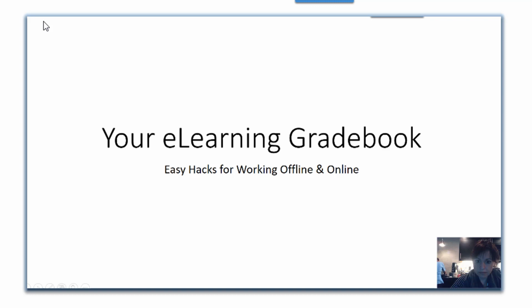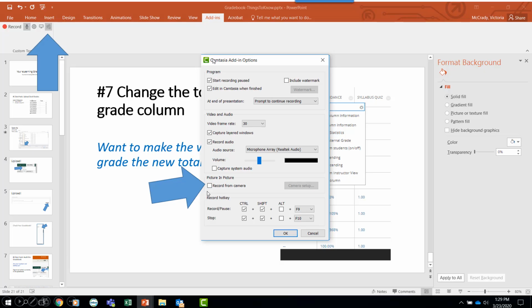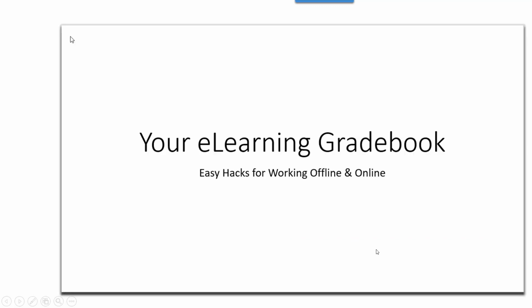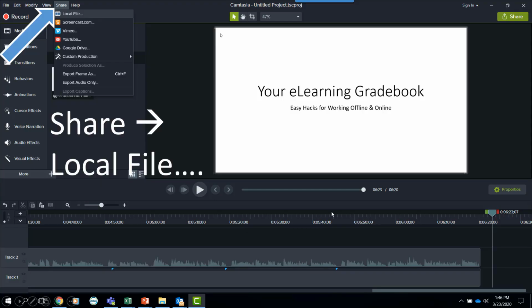But many of us don't want a picture of ourselves, particularly at home, in the corner of our lecture. Now, if you really want that, you feel it personalizes it, go for it. Great. But if you feel awkward about it, then make sure that record from camera is not checked. You probably don't want capture system audio. You just want record audio from the microphone. Okay. So you're going to click and record, and then this is what you'll see. When it processes, you will have this information, and this is what it's going to look like in Camtasia.